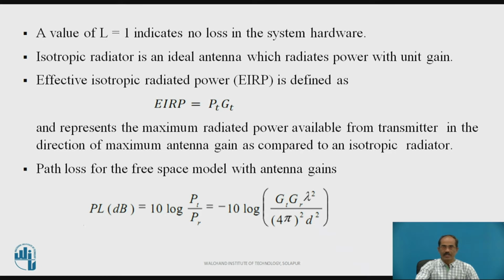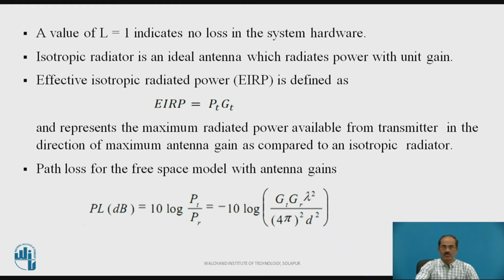An isotropic radiator is an ideal antenna which radiates power with unit gain. Effective isotropic radiated power is defined as EIRP = Pt Gt, and it represents the maximum radiated power available from the transmitter in the direction of maximum antenna gain as compared to an isotropic radiator.